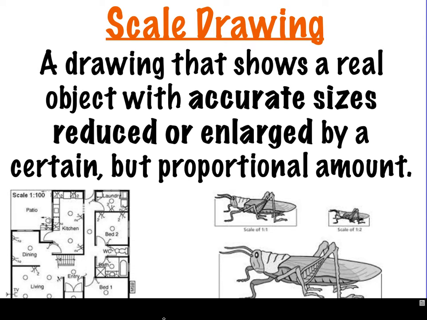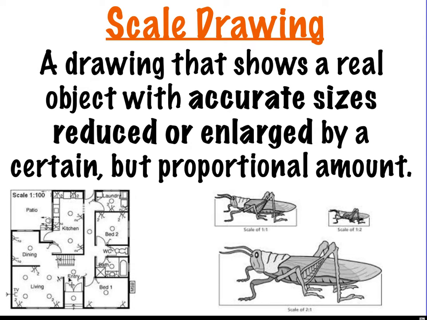So this picture right here to the left is an example of being drawn to scale. Okay, so in this case, every 1 inch is equivalent to 100 feet. Or you take something really tiny like this grasshopper, and here it's drawn 1 to 1, but here we blew it up and drew it 2 to 1. Okay, so every 2 centimeters is equal to 1 centimeter in real life.